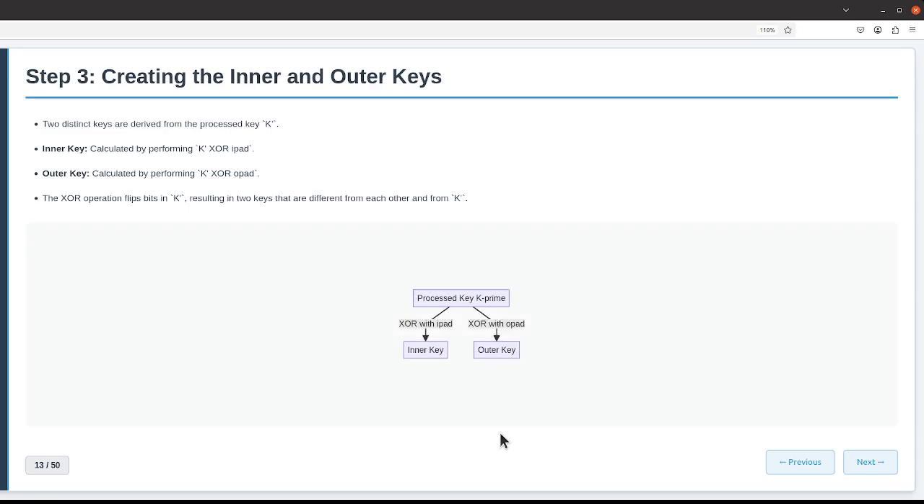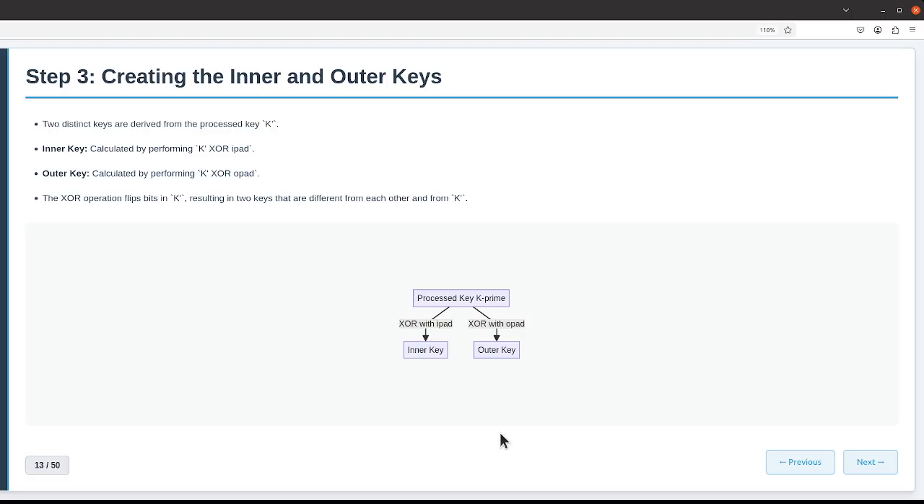Step 3. Creating the inner and outer keys. Now we use the pads to create two different keys from our single processed key K'. The inner key is created by taking K' and performing a bitwise XOR operation with the ipad.